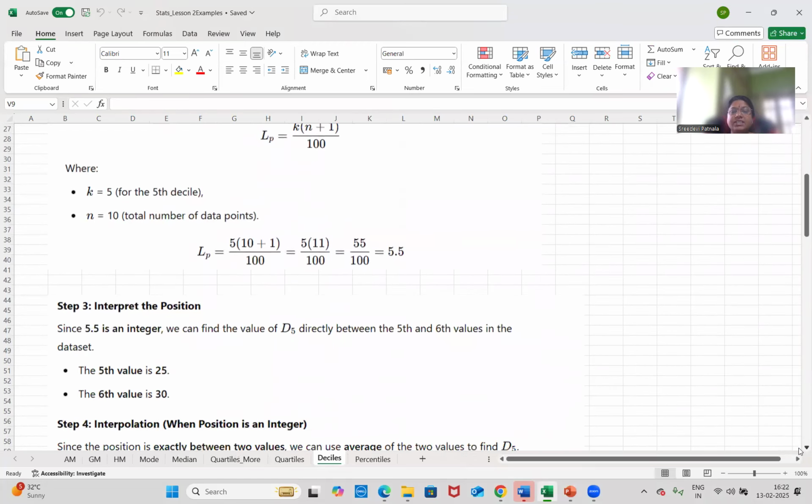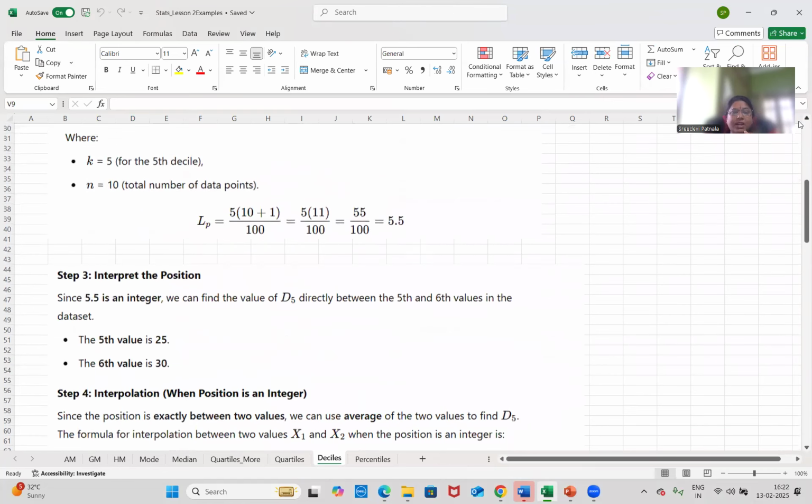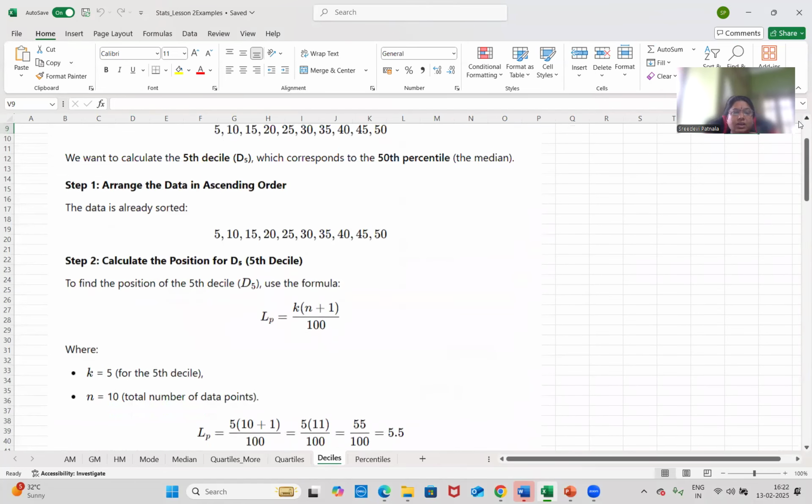Now, whenever you have a decimal, you have to interpolate. So 5.5 means it lies between the fifth and sixth values, which we have done in quartiles. The position becomes fifth to sixth. So now what is your fifth value and sixth value? Just count the positions, which are 20, 25 and 30. So 1, 2, 3.